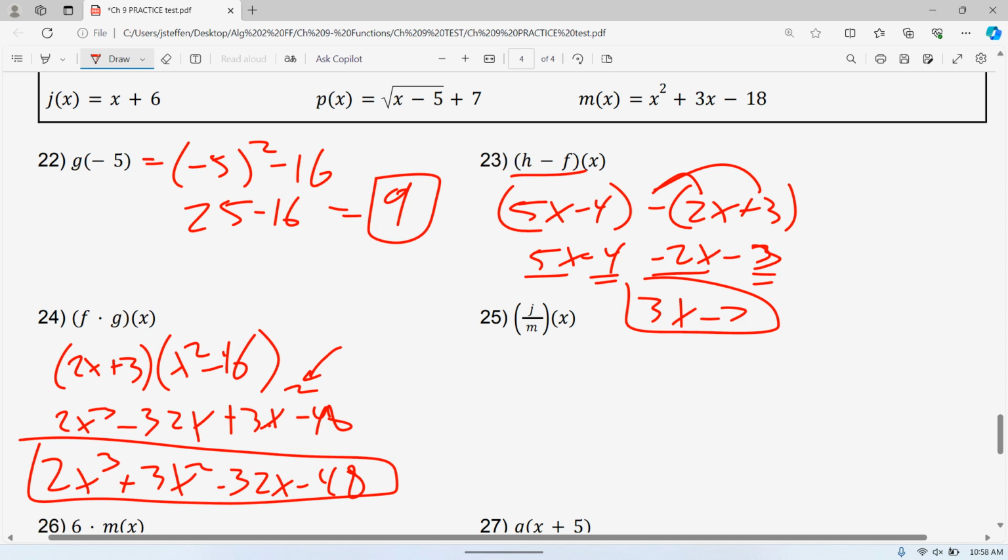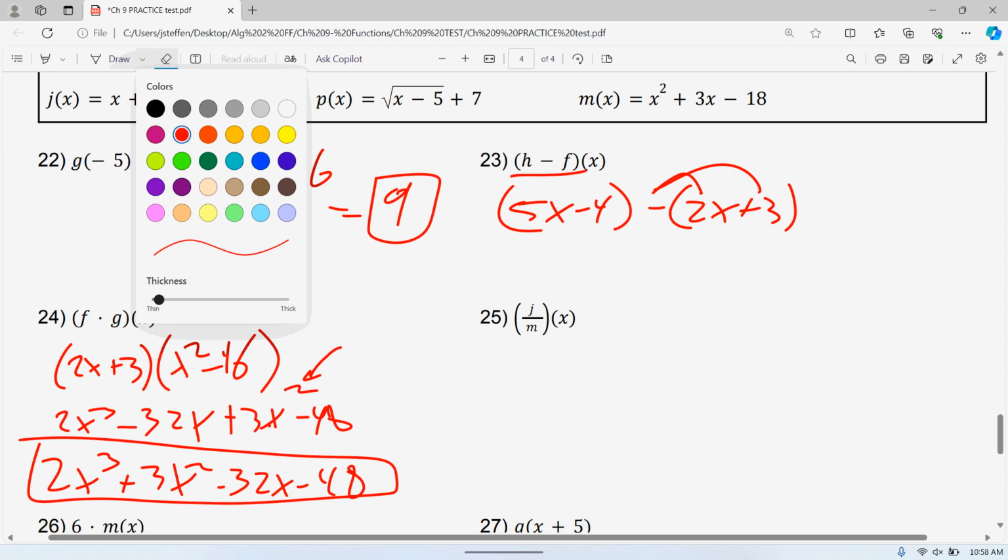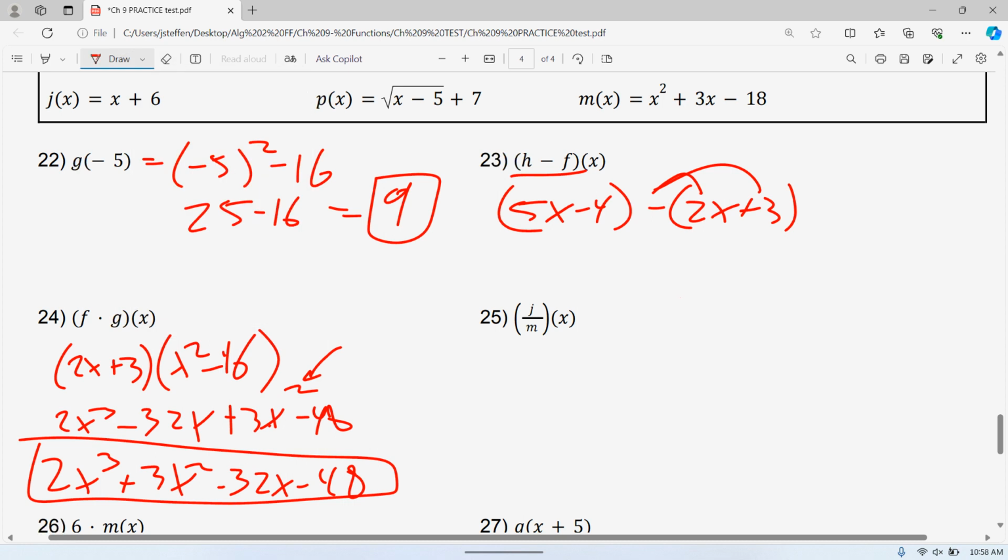The next one is a little bit more difficult, and I will say the excluded values, if you put them on here, I give you actually extra credit for it. But your j is x plus 6. Your m is x squared plus 3x minus 18. If that's all you put, I gave you half a point, but that's just setting it up. We need to simplify this.